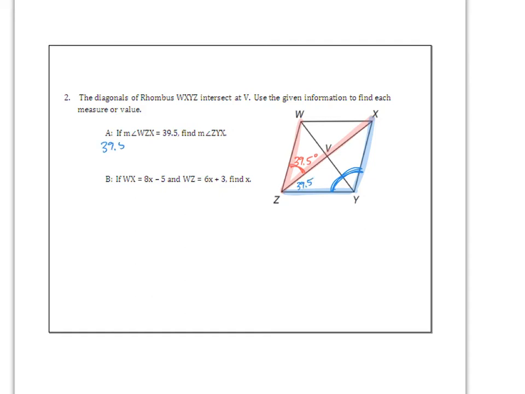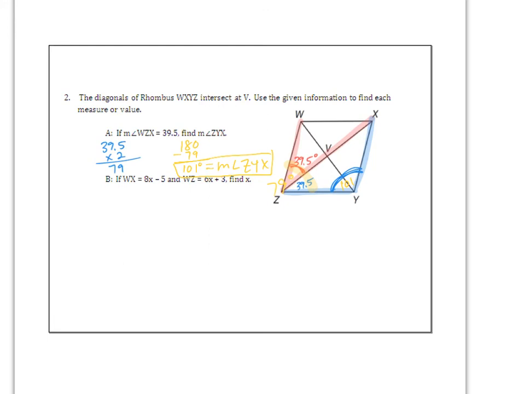So 39.5 times 2 is 79. Now let me highlight it in yellow. This over here is 79 degrees. So consecutive angles are supplementary. So what if you do 180 minus the 79? You're left with 101. So in other words, that's the measure of angle ZYX, 101 degrees. That's the blue one over here. Consecutive angles add up to 180.